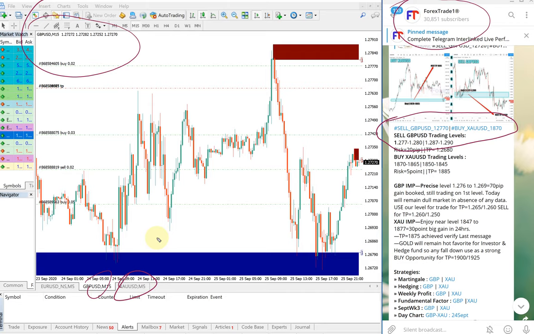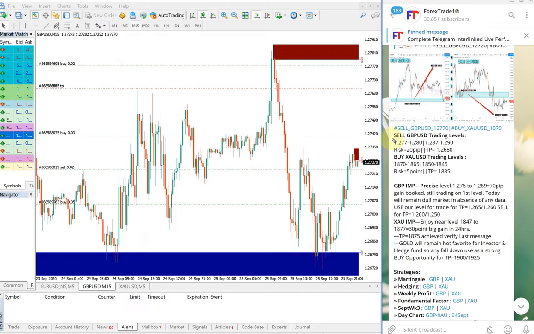Here you can see the GBPUSD entry range given, and this is the given TP. TP means target. Take profit, we call it take profit, and this is the target given. 1.2680 is the target.